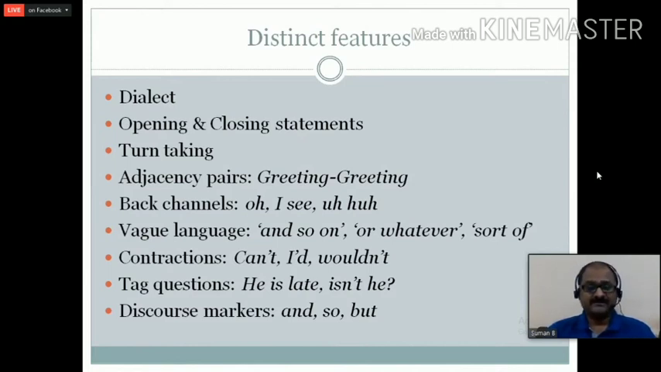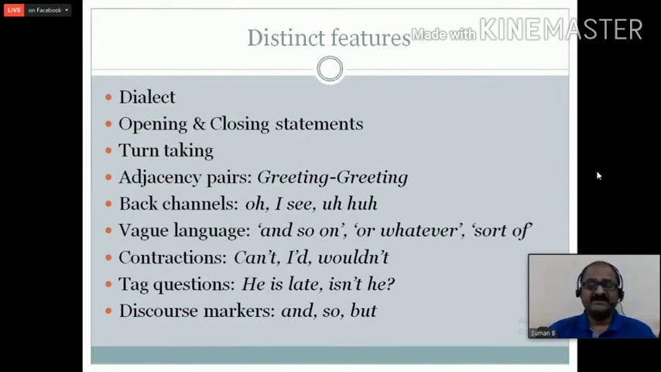Adjacency pairs are like a fixed pair of expressions. For example, when you greet somebody, it is often expected that you greet back, right? Hello to hello. And when you say how are you, the answer expected is I am fine. A question to an answer. When a question is asked, you don't respond by asking another question. The answer is always expected as an answer. This is what we refer to as adjacency pairs.